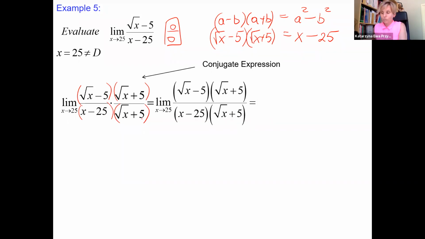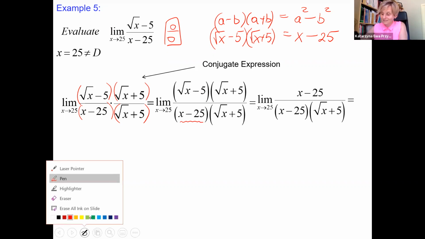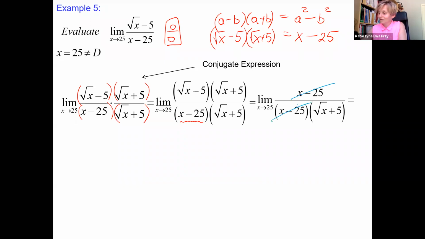Okay, now let's distribute like I did on the top of this slide, the numerator, but let's keep the product form in the denominator. Because when I distribute the denominator, I will lose that x minus 25. It will be spread out. And we need this x minus 25 since this is our 0, our common factor. And now we can see common factor, common 0, gone.